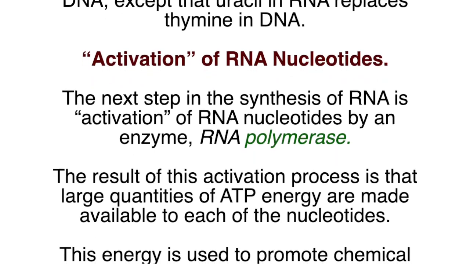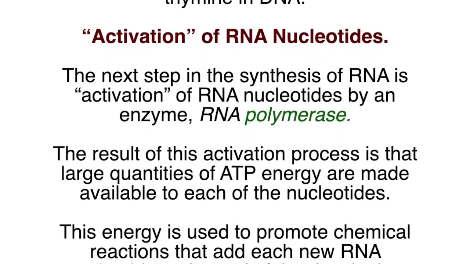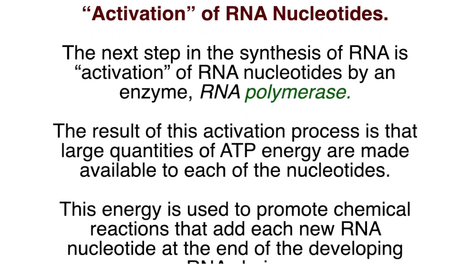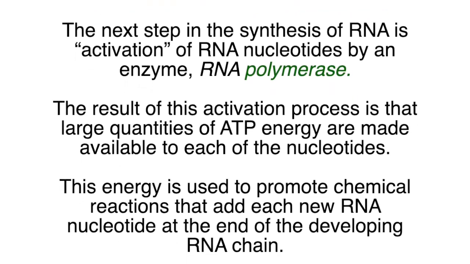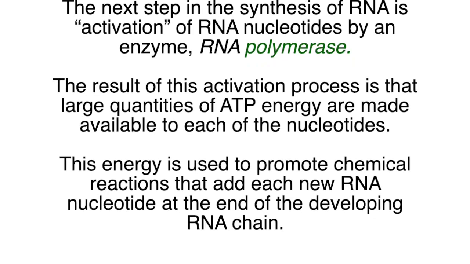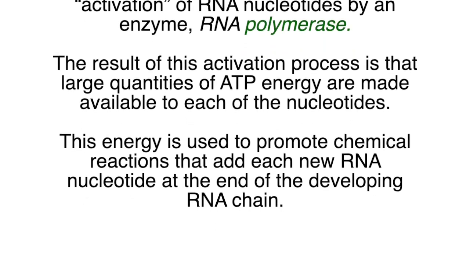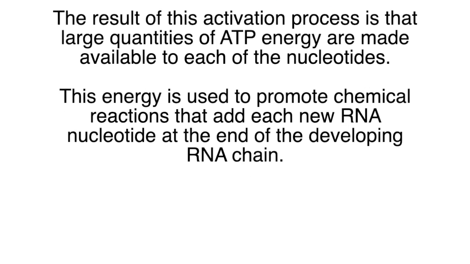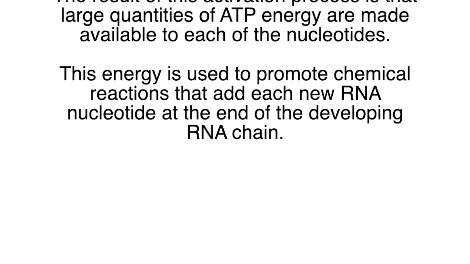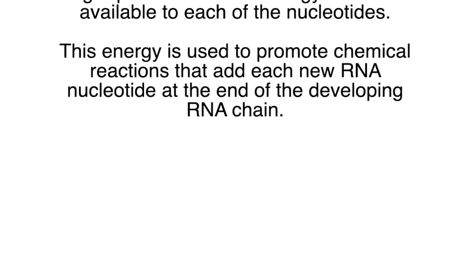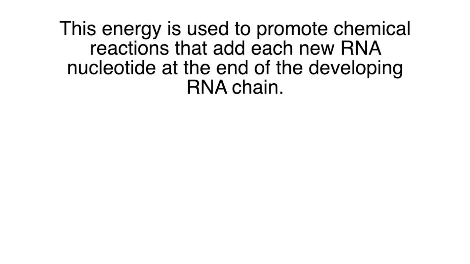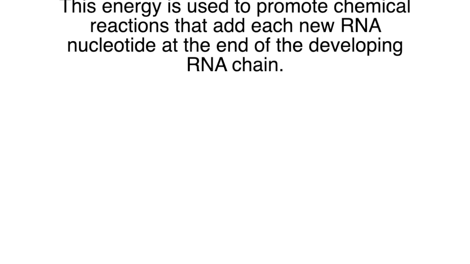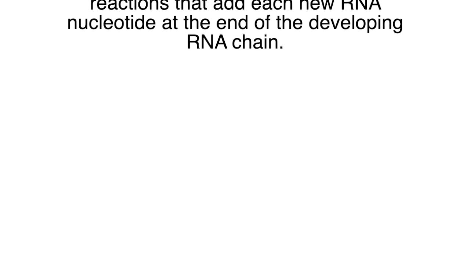Activation of RNA nucleotides. The next step in the synthesis of RNA is activation of RNA nucleotides by an enzyme, RNA polymerase. The result of this activation process is that large quantities of ATP energy are made available to each of the nucleotides. This energy is used to promote chemical reactions that add each new RNA nucleotide at the end of the developing RNA chain.